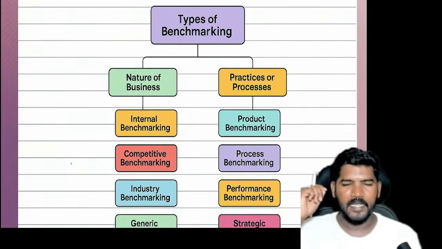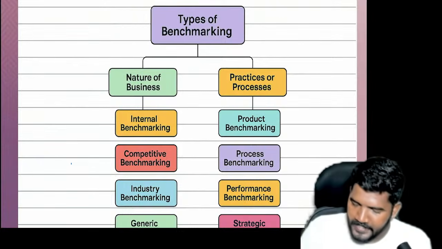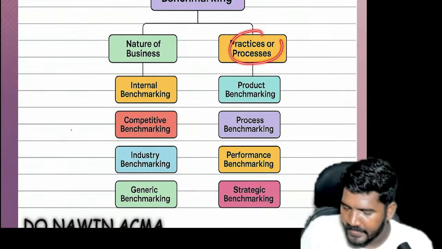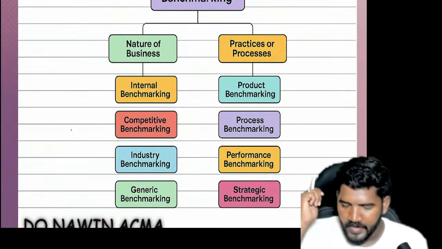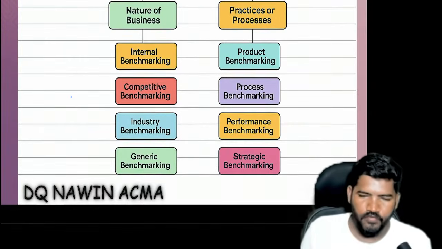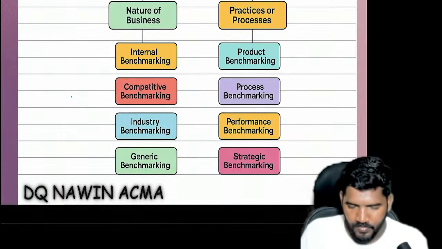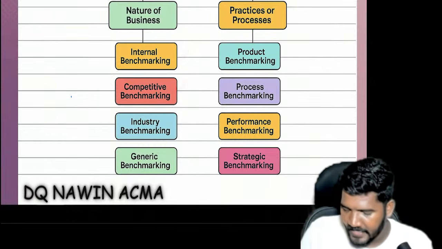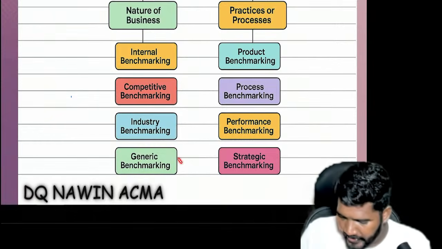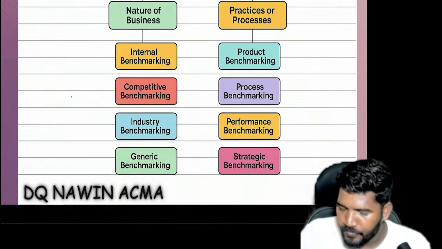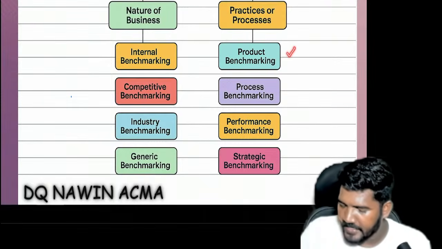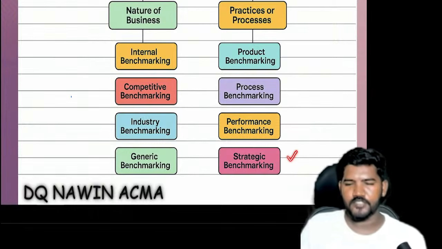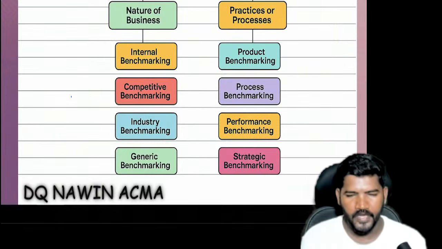Next important one: types of benchmarking. Here benchmarking is classified into two types: from the nature of the business point of view, and from the practices and processes point of view. From the nature of business point of view, we have internal benchmarking, competitive benchmarking, industry benchmarking, and generic benchmarking. From the process point of view: product benchmarking, process benchmarking, performance benchmarking, and strategic benchmarking.